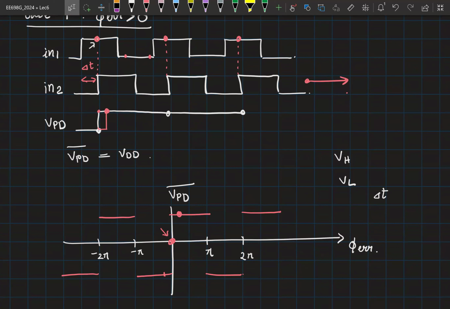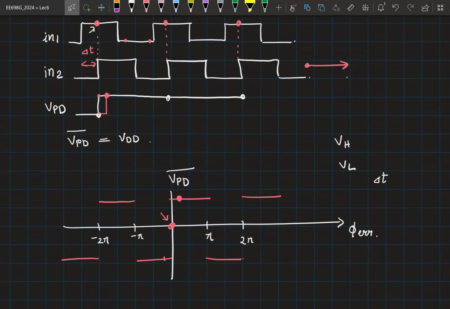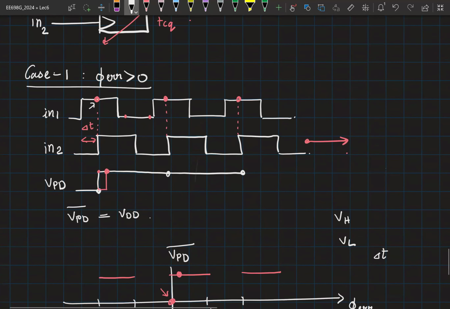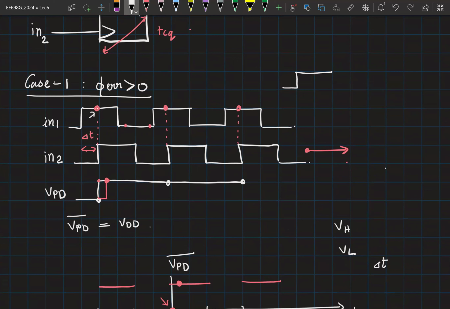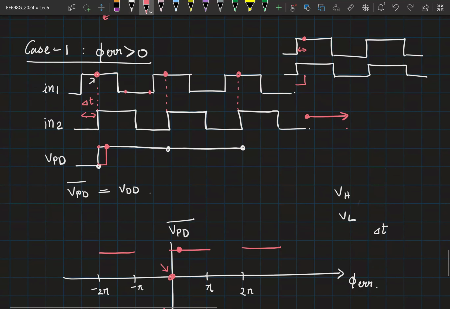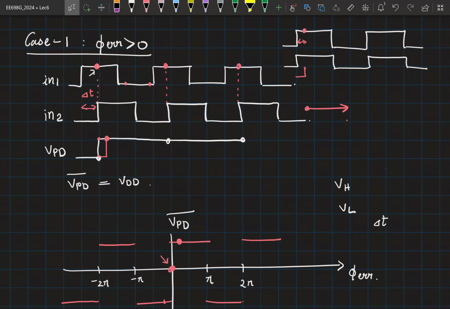It will shift to left. No, it will not remain the same, right? So let's assume the delay between in1 and in2 is 0. Now we are saying that the output is present after a TCQ delay. So it is going to measure this. Now, so it is going to shift left. Right? This will come here. So for example, let's say the phase error between them was slightly negative.